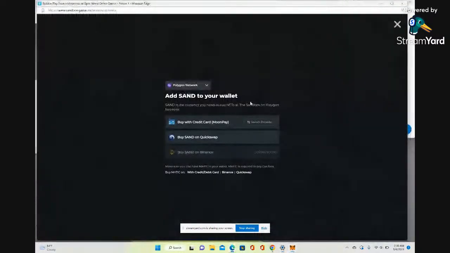Oh, this is showing that you can either buy straight up on MoonPay, and you can switch, or you can do QuickSwap. So that just shows what that is.